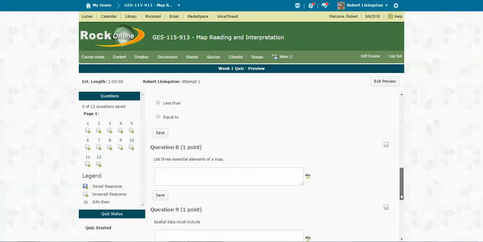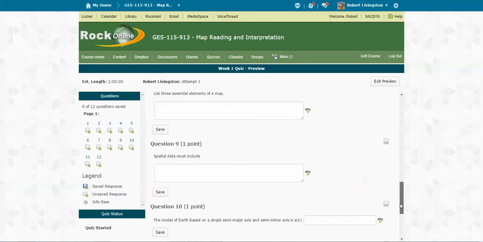Now, question 9. Spatial data must include what? Well, spatial data means that we have both a location of something and the information about that something. So not only what are its coordinates, 40 degrees north, 30 degrees west, but it's a school that is there.